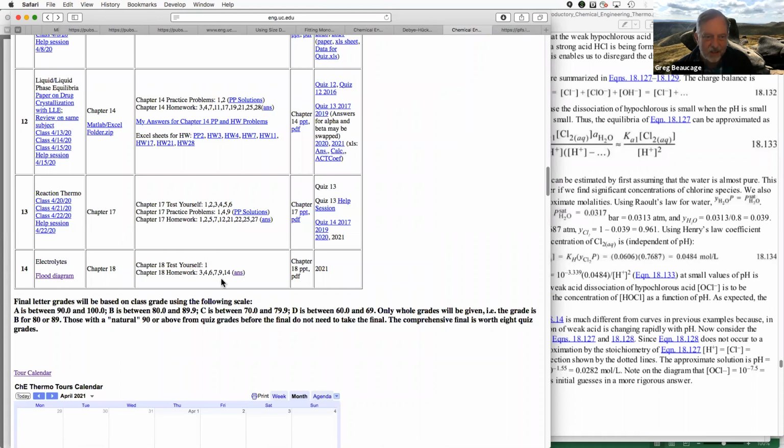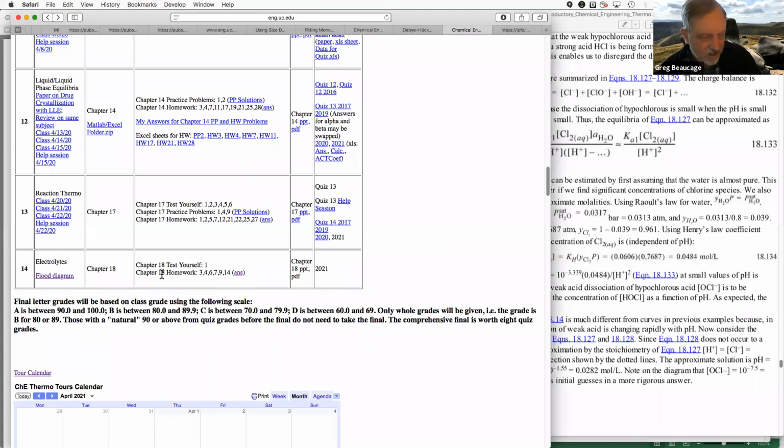And then there's answers here for the homeworks, and the test yourself is pretty simple, so it doesn't have answers. It's just run the osmotic pressure equations and other things. And the equations are given, so that shouldn't be too bad. So anyway, that's the story.